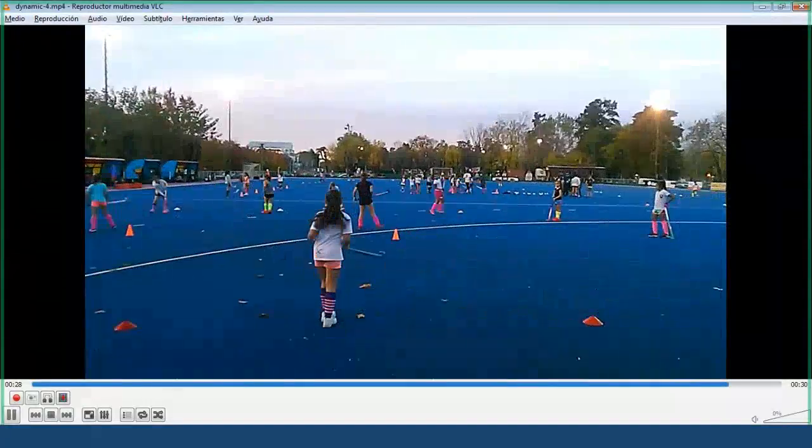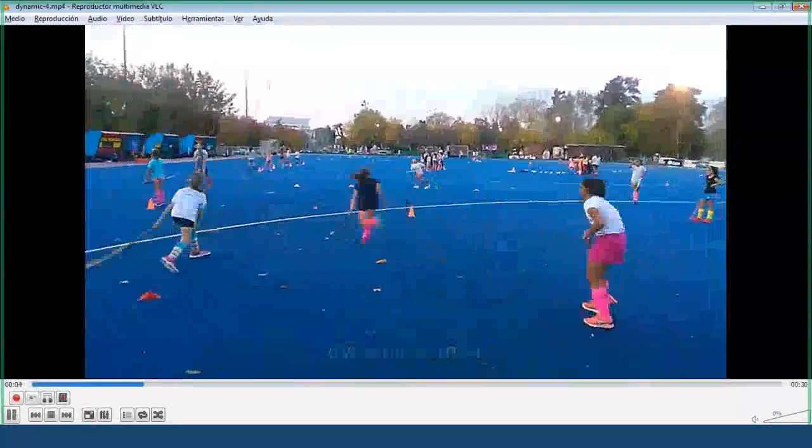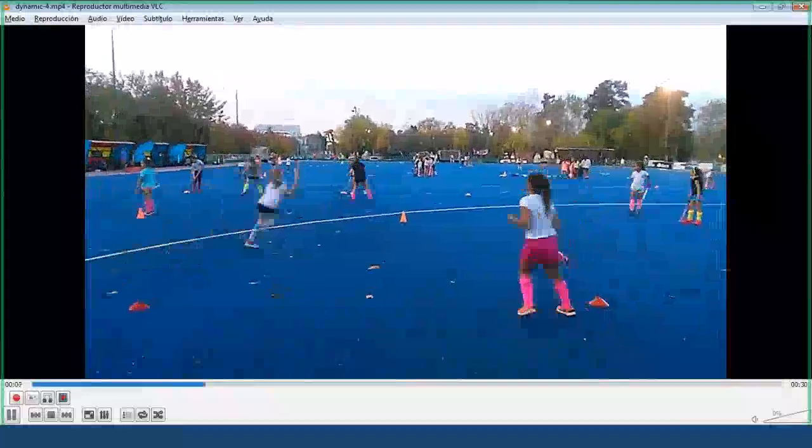So this exercise, I actually tried it as a warm-up exercise with the older players. And trust me, these players did it much better in terms of tension than the older players.